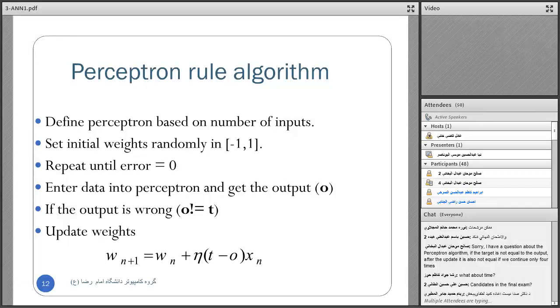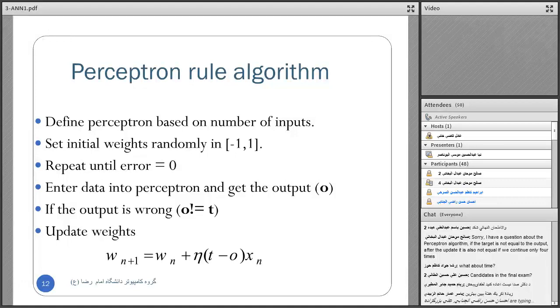Yes, Doctor. In the final exam, can you give us an example of your question? Okay, Mr. Inshallah. In the final exam. Okay, Mr.